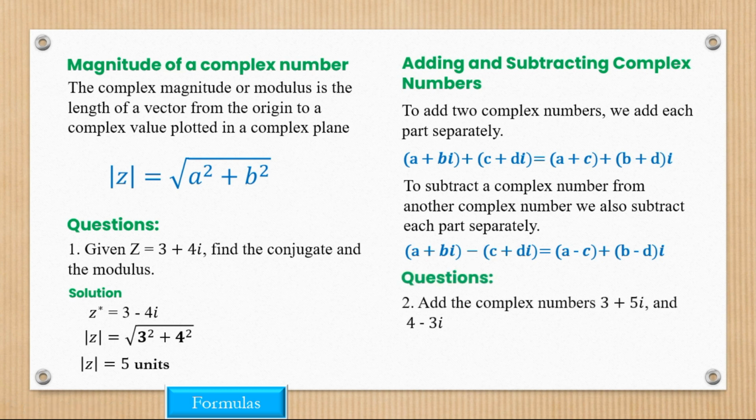So looking at some questions, we are asked to add the complex numbers 3 plus 5i and 4 minus 3i. As you can see, we can add the real parts to each other. So the real parts are 3 and 4. Then the imaginary parts are 5 and negative 3i. So 3 plus 4 is equal to 7. And the 5 adds with the negative 3i, which of course becomes 5i minus 3i. So we end up having 7 plus 2i as our answer.